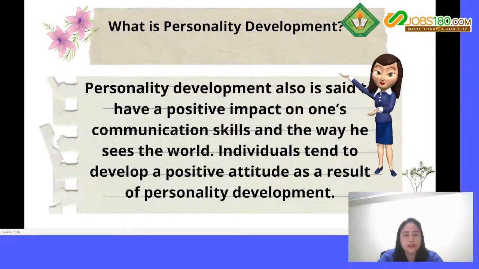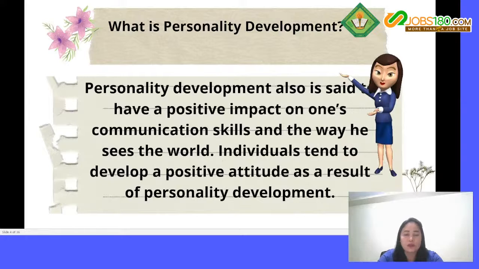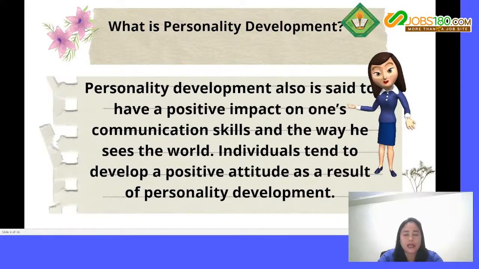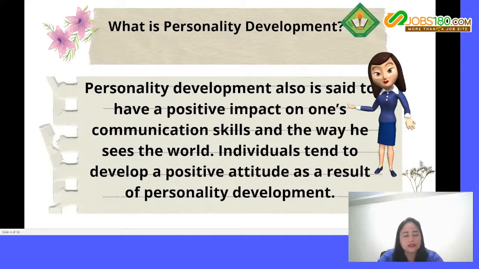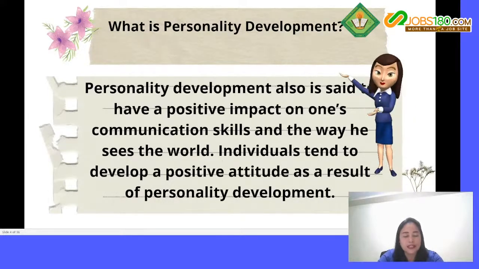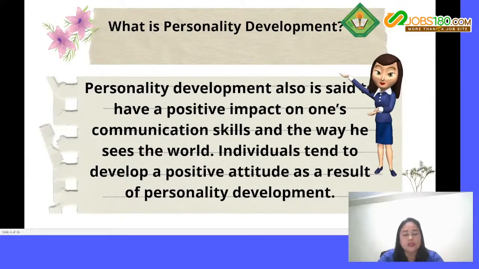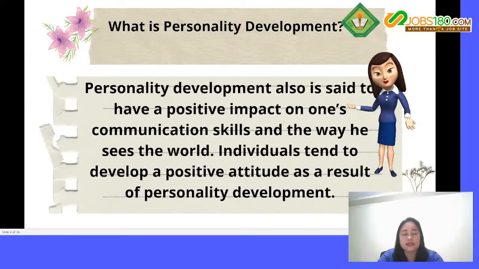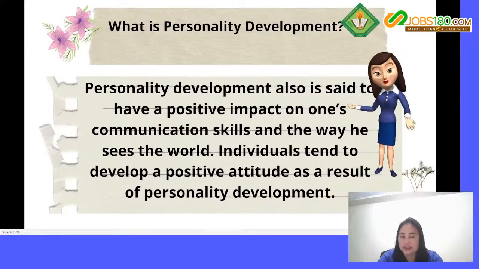Okay, personality development also is said to have a positive impact on one's communication skills and the way he sees the world. Individuals tend to develop a positive attitude as a result of personality development. Okay, ang pag-unlad ng personalidad ay sinasabing may positibong epekto sa mga kasanayan sa komunikasyon ng isang tao at sa paraan ng pagtingin niya sa mundo. Okay, ang individual ay may posibilidad na bumuo ng isang positibong saloobin bilang isang resulta ng pag-unlad ng personalidad.